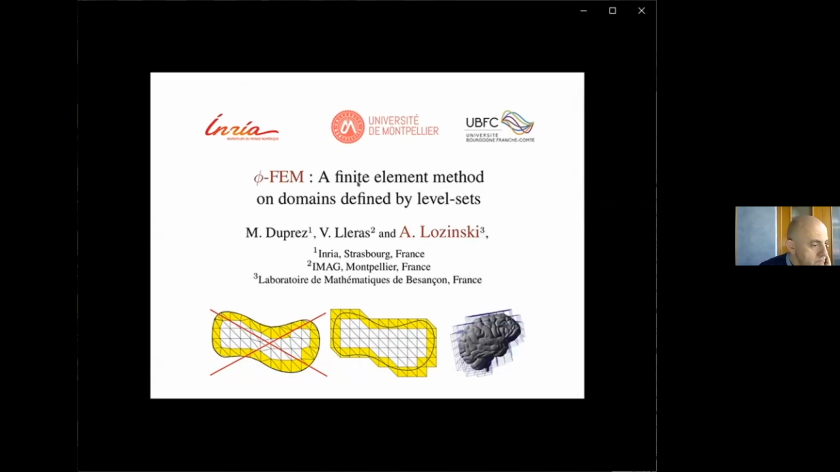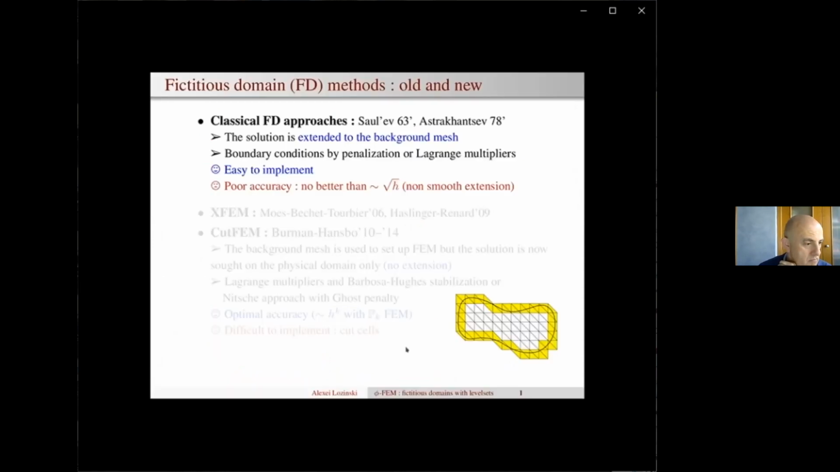We are in the world of finite elements. We are thinking about Poisson equation with Dirichlet-Neumann boundary conditions, but we don't want these fitted meshes. Rather, we embed our physical domain on a simple background mesh, and we devise some tricks to take into account the boundary conditions. Of course, we are not the first ones to do it. Classical approaches of this type, fictitious domain methods, go back to the 60s and 70s.